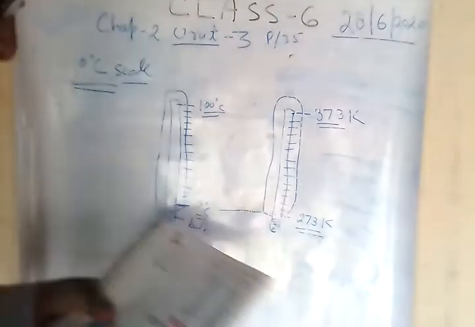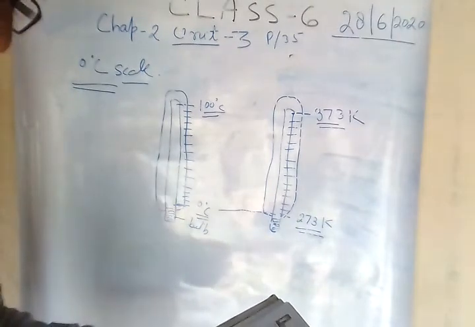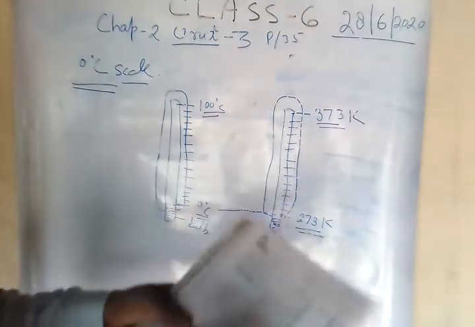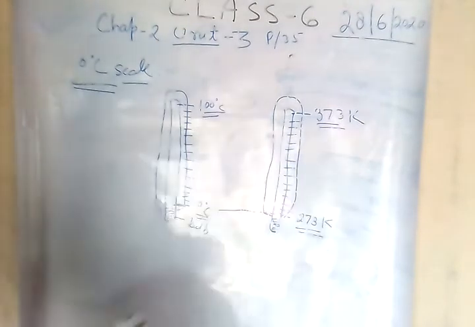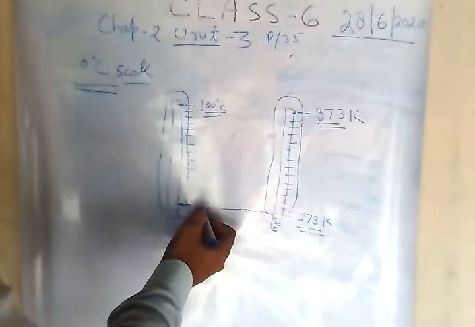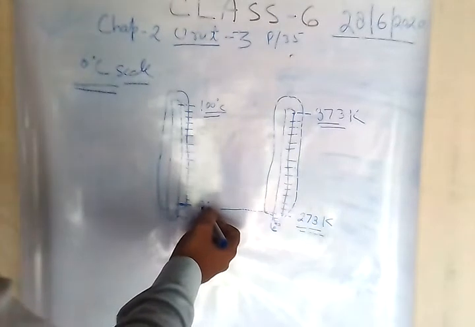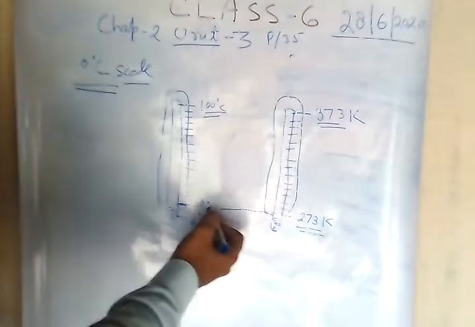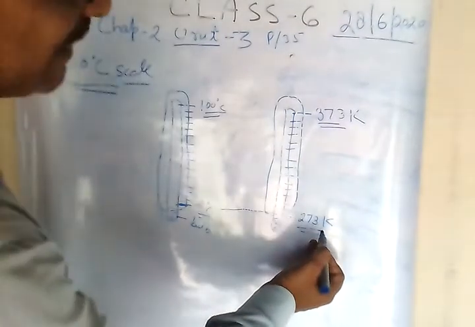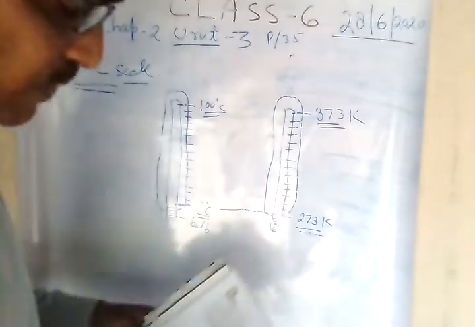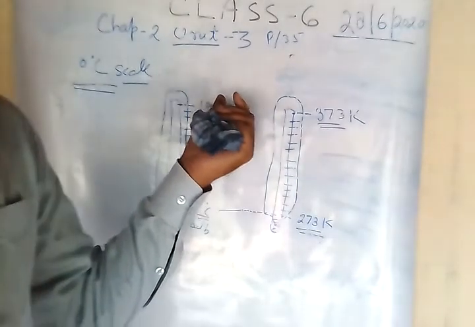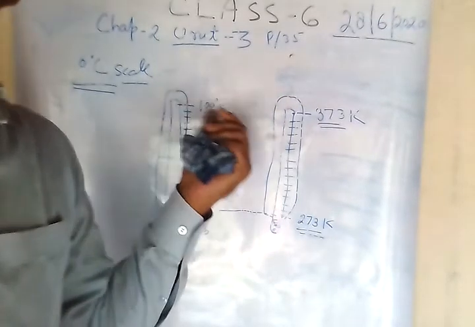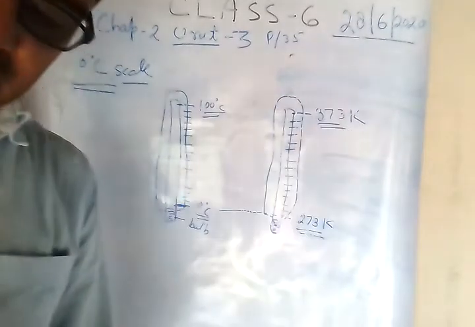Now see the diagram of Figure 2.21 on page number 36. This is a comparison of the ice point: 0 centigrade on the Celsius scale, and 273 Kelvin on the Kelvin scale. And 100 centigrade is the boiling point, the upper fixed point, the boiling point of water, 373 Kelvin.